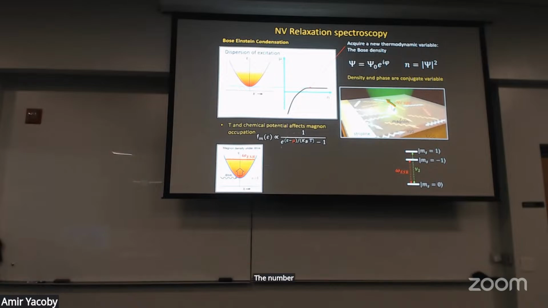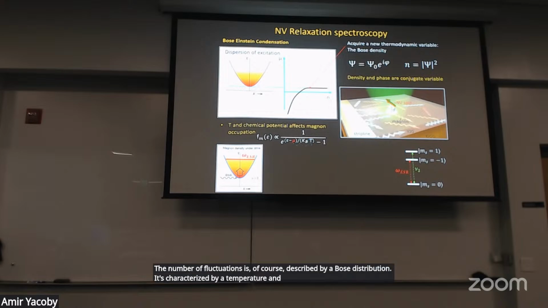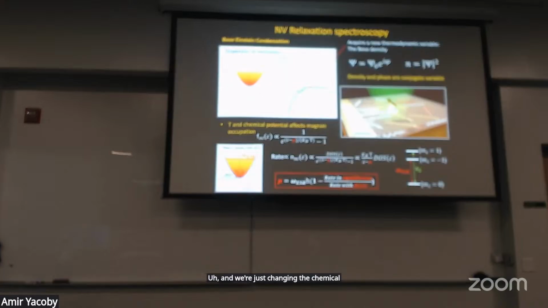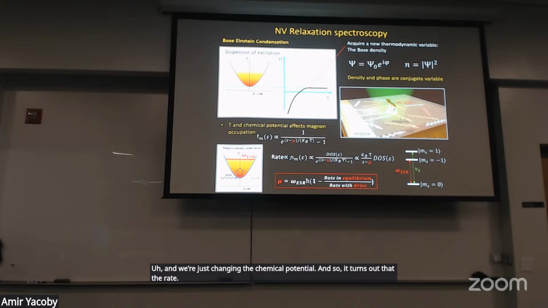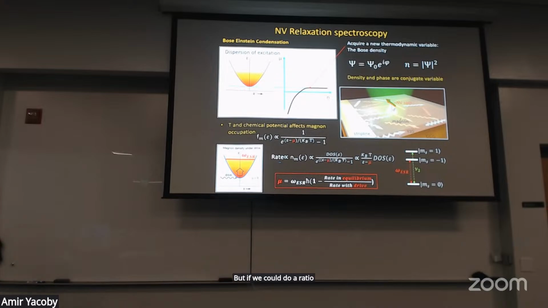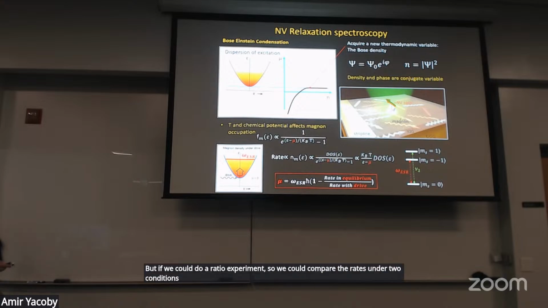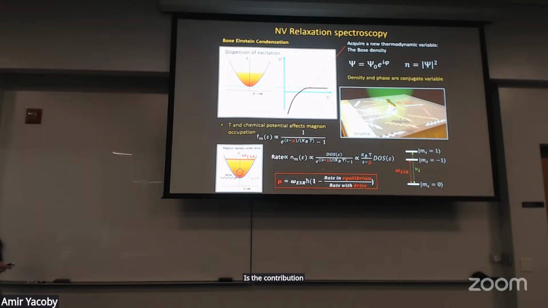The number of fluctuations is, of course, described by a Bose distribution. It's characterized by a temperature and by a chemical potential. And I won't explain why, but we have a way of knowing that the temperature in the system is unchanged as we're filling it up with more and more spin excitations, and we're just changing the chemical potential. And so it turns out that the rate is given by complicated things, right? So not only the distribution, but also the density of states, etc. But if we could do a ratio experiment, we could compare the rates under two conditions, then all the complicated physics drops out, and the only thing that's left is the contribution due to the Bose distribution.